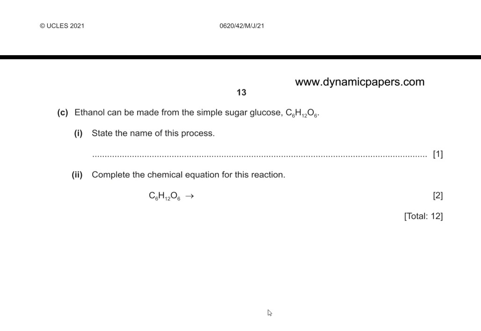Ethanol can be made from the simple sugar glucose, C6H12O6. State the name of this process. So this process is called fermentation, and complete the chemical equation for this reaction. So it's C6H12O6 with yeast used as a catalyst. That gives us ethanol, which is C2H5OH plus carbon dioxide.